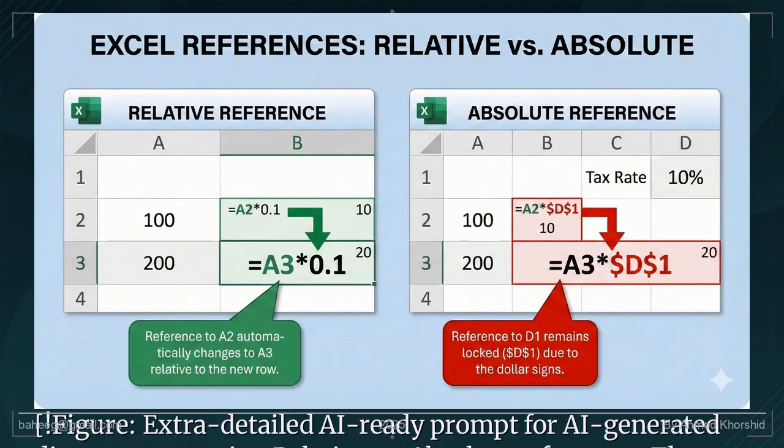The right grid, labeled absolute reference, shows a tax rate of 10% in cell D1, a price in A2, and the formula equals A2 times $D$1 in cell B2. An arrow shows this formula being copied down to B3, and the formula correctly becomes equals A3 times $D$1, with the reference to D1 remaining locked. The style should be clear, instructional, and use callouts to highlight the key differences.